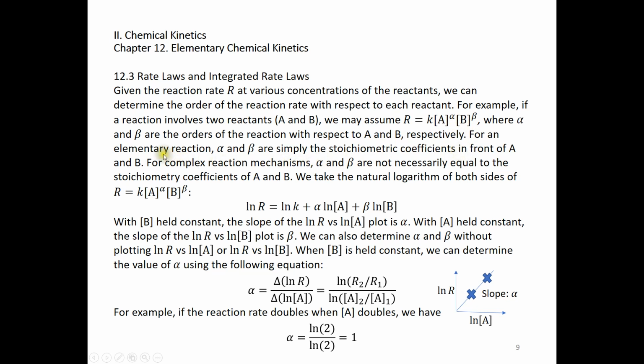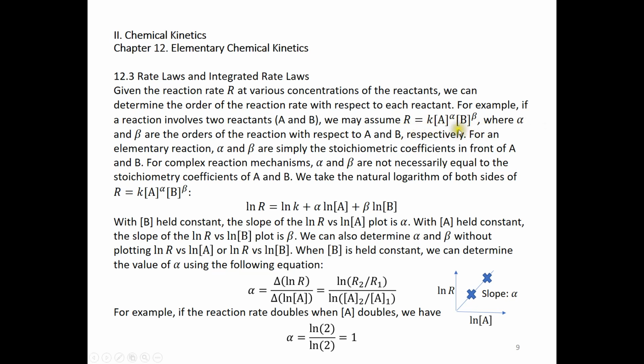If you have an elementary reaction, alpha and beta are simply the coefficients in front of A and B in a balanced chemical reaction. But if you have a complex reaction mechanism, alpha and beta are not necessarily the coefficients of A and B. Alpha and beta are not necessarily integers. And sometimes we can even have a different form than this. So R is a more complex function of the concentrations of A and B.